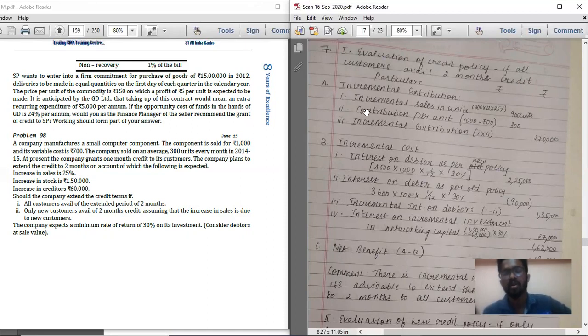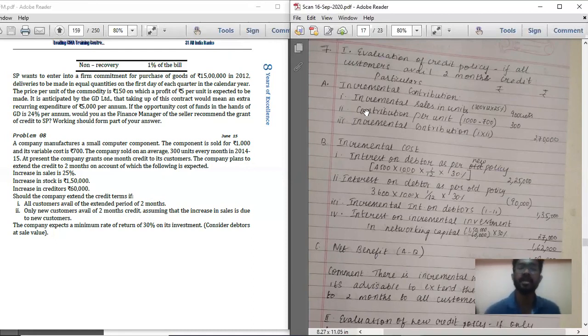So in this particular problem, how we are going to evaluate is, we are not going to do separately the present policy, the proposed policy, and then the incremental policy. The previous sum we did in that model. This sum we are going little advanced. What we are doing is, we are directly calculating the incremental.